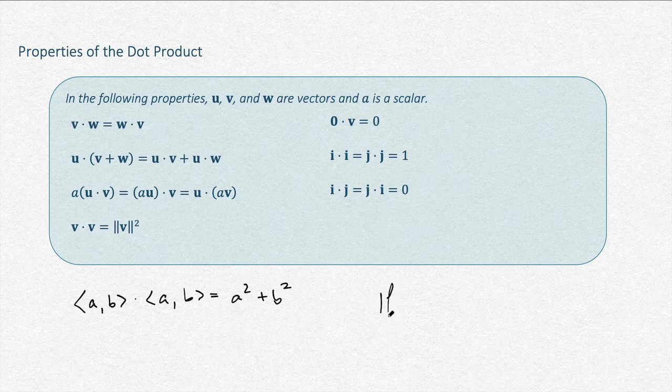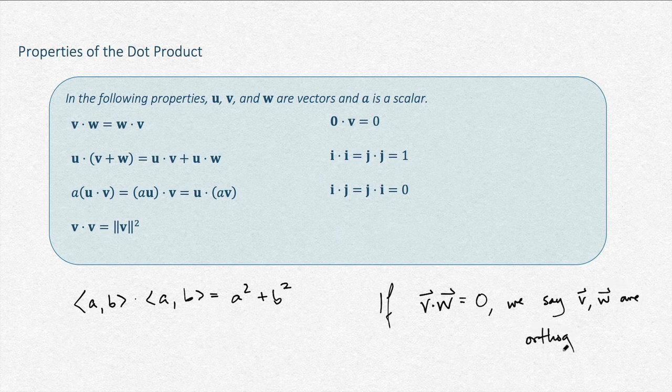Okay, I'm going to write that here in general. If v dot w equals 0, we say that v and w are orthogonal. Now, what that actually means in terms of geometry is that the vectors are perpendicular to each other.